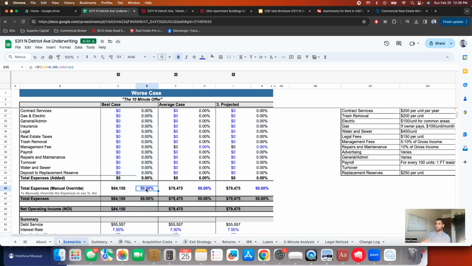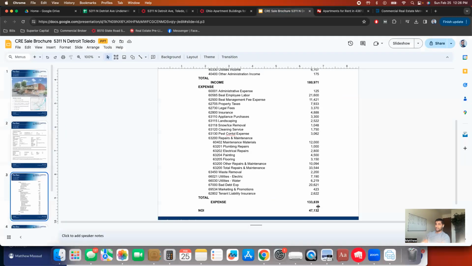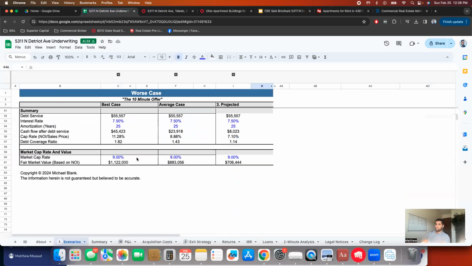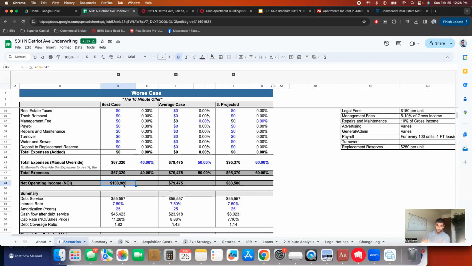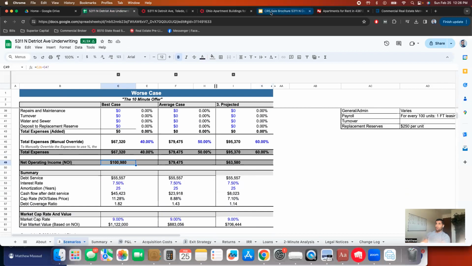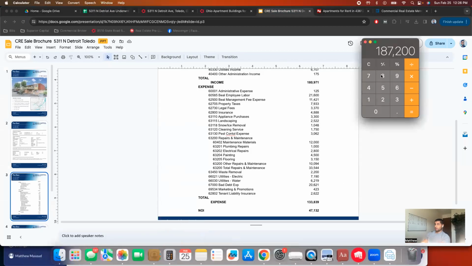Now, with this being best case, I might put this one as 40, this one is 50, and then this one is 60. Now it's all dependent on the property. So if I'm able to get expenses down to $67,000, which is essentially cut the expenses in half, and take the NOI from $47,000 to $100,000. So the current NOI of the building is $47,132 divided by the purchase price. So they're trying to trade a property in a C minus area at a current NOI of 5.2%.